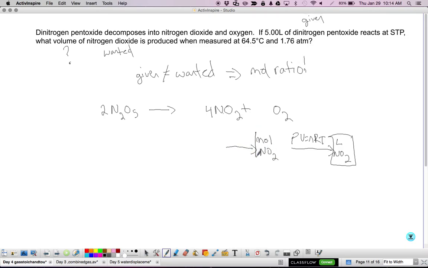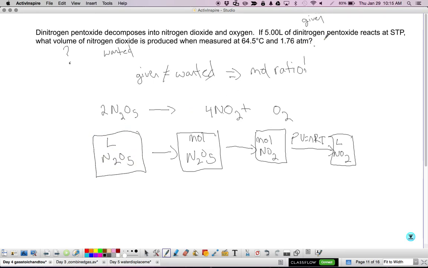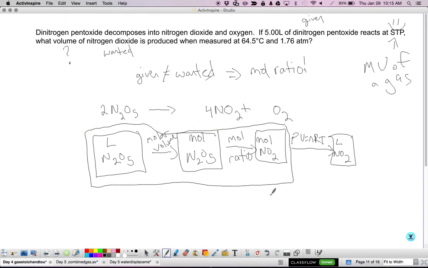Okay, and I will get the moles of NO2 from the moles of N2O5, which is my given. And then the moles of N2O5 I will get from the volume of N2O5. And the nice thing here is that this is at STP, which means that I can use the molar volume of a gas. All right, so that's molar volume. And this is just going to be a mole ratio. So when I look at this, I can see that these 3 steps are all one-dimensional analysis, and then I'll have to break out and do PV equals nRT.